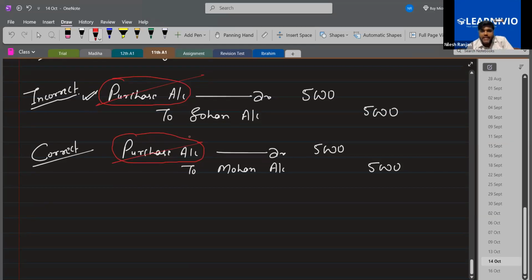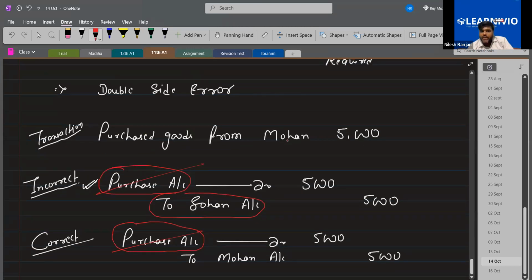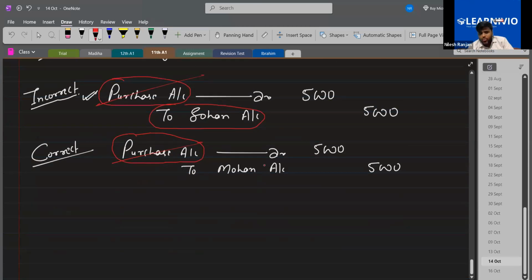Now, which one is incorrect? Sohan account. Sohan account is incorrect because we purchased goods from Mohan and it is written on the credit side of Sohan account. So Sohan account is on the wrong side, you can say. So to rectify the Sohan account, you have to write Sohan account on the debit side, because the mistake we have made is writing it on the credit side. So to rectify it, we have to write it on the debit side. Okay.